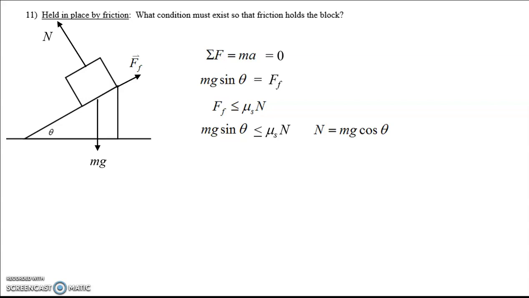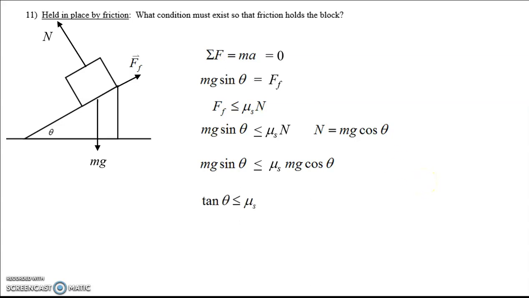Alright, it's really not that difficult. We drop mg cosine theta in for normal force. And then we see, what can we do to simplify this? We've got mass on both sides and g on both sides. So they cancel. This is going to be a condition that's completely independent of what mass of the block is on the incline, and it's independent of what planet you're on. As long as there's gravity trying to pull the object down the incline, it doesn't matter what the value of g is.